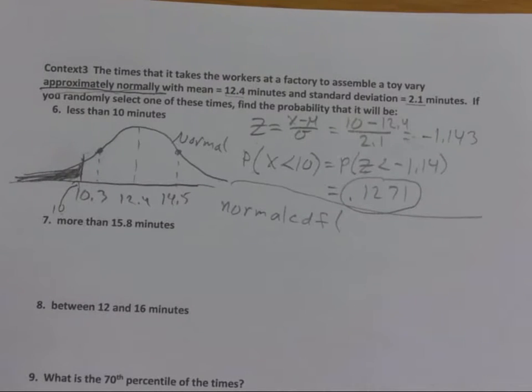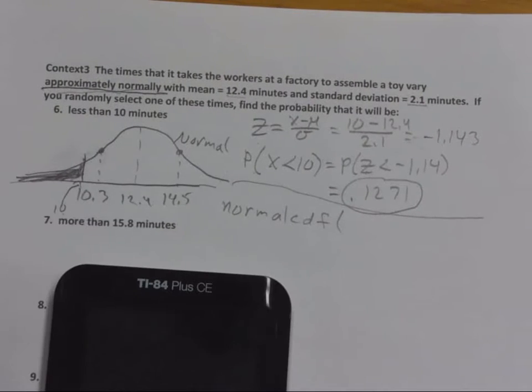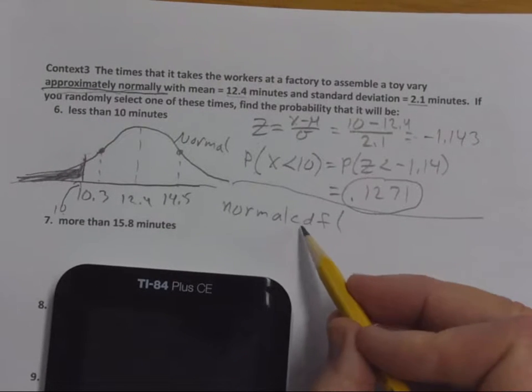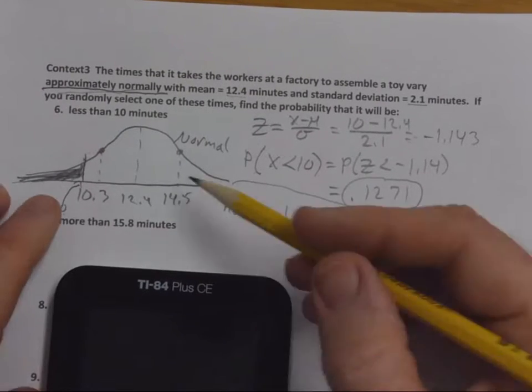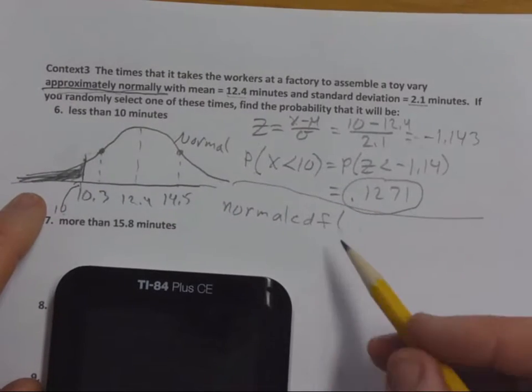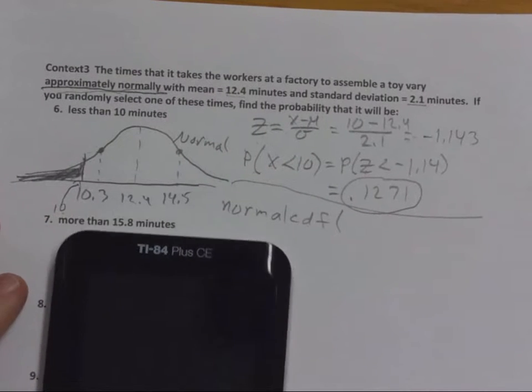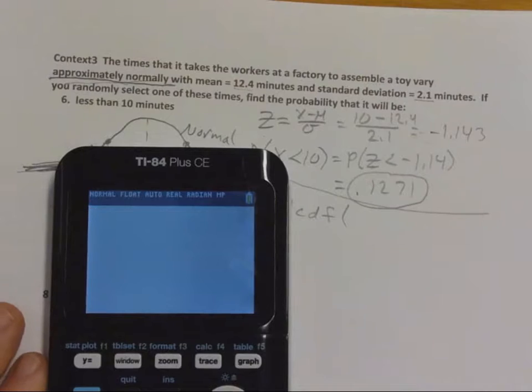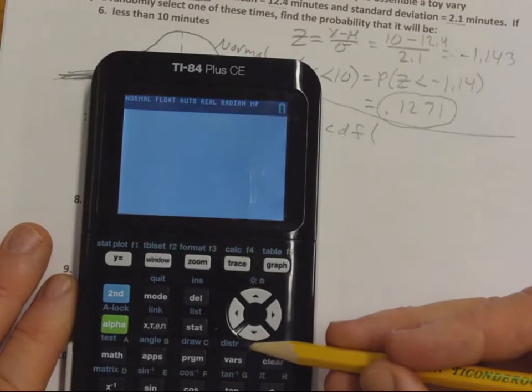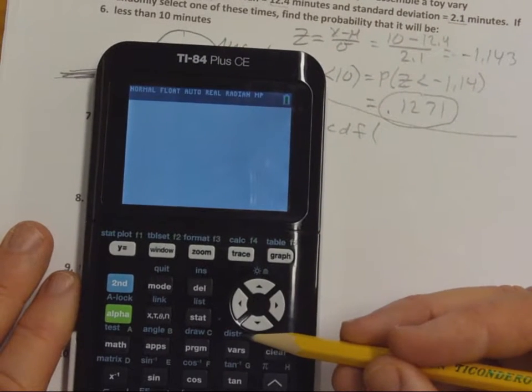And so the normal CDF function stands for normal cumulative density function, all right? And so that is going to tell you the area of this density function. And so we will turn our calculator on, and it's under the distribution menus right there, which is right above the vars button.